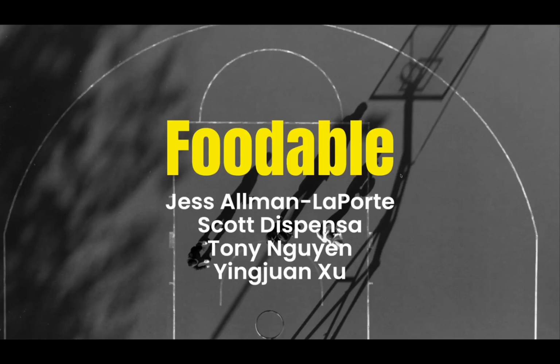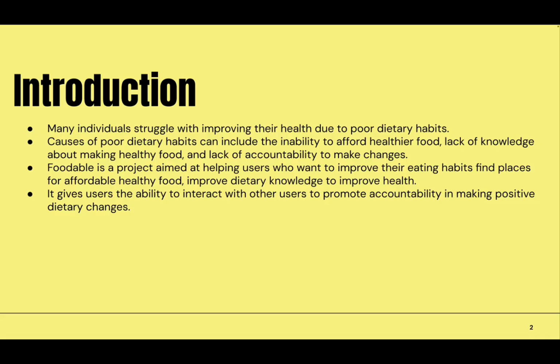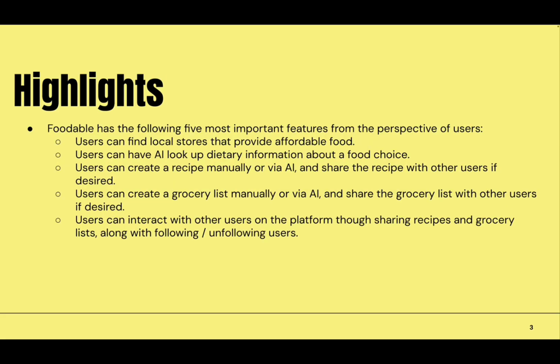This is Jess, and I'm going to take us through our Capstone app called Foodable. We chose Foodable because so many individuals struggle with making good food choices, and this app will give folks the ability to make better decisions as well as have accountability from others.